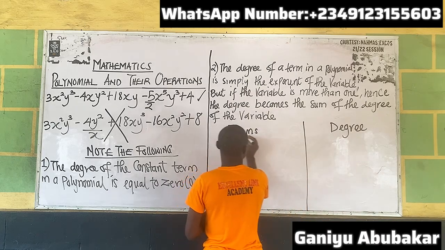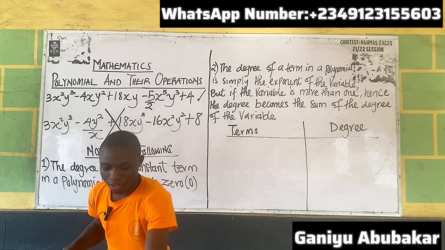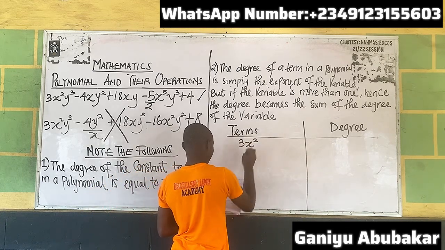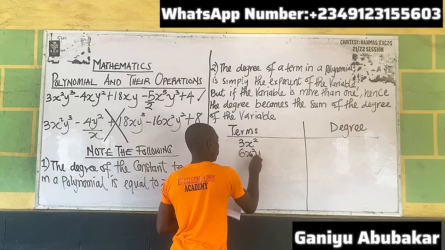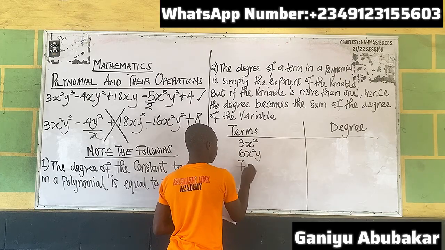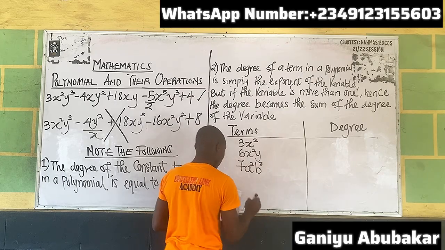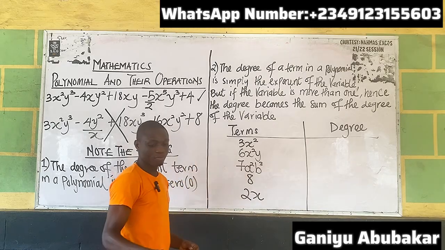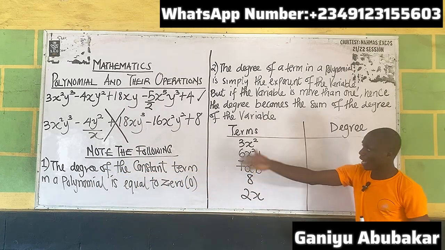All right. Let's get out questions. This here is 3x squared, 6x squared y, 7a squared b cubed. I have 8 here. I have 2x. All right. Let's explain 1 and 2 better.